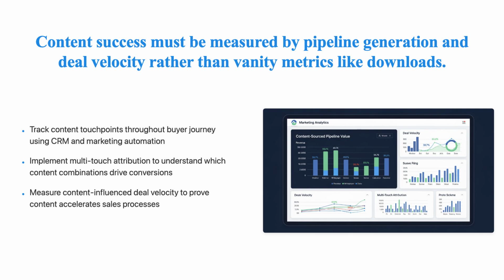Implement multi-touch attribution to understand which content combinations drive the highest conversion rates. Create a dashboard showing which specific assets generate the most pipeline value, not just downloads or views. This data transforms content from a cost center into a revenue driver with measurable ROI. Track first touch attribution to understand which content attracts new prospects and last touch attribution to see which content drives final decisions.